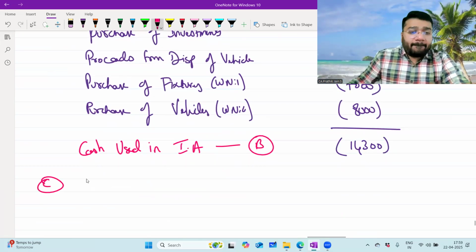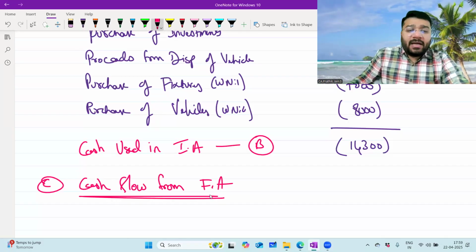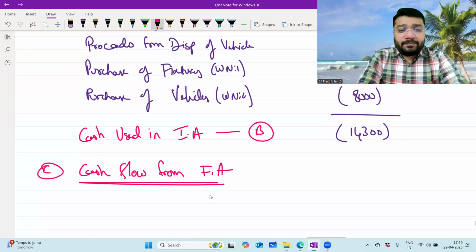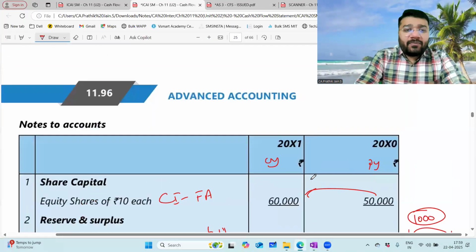Next, C. Cash flow from financing activity. Don't write FA, write the full form. You have to write the full form. Come from the beginning.